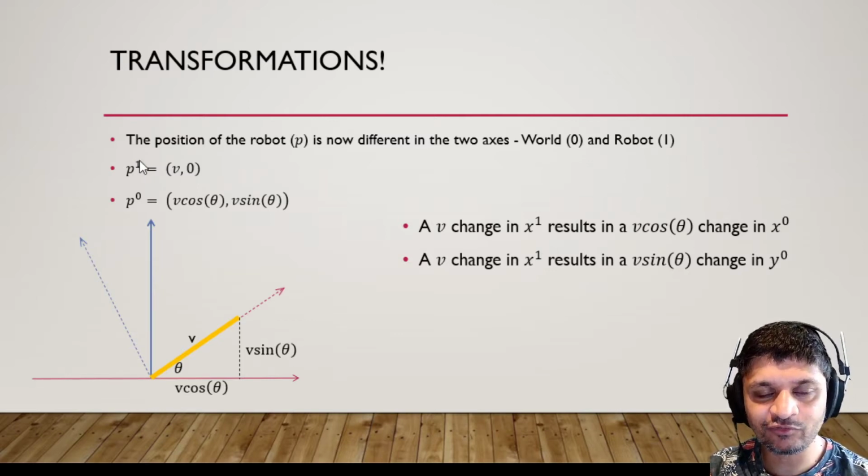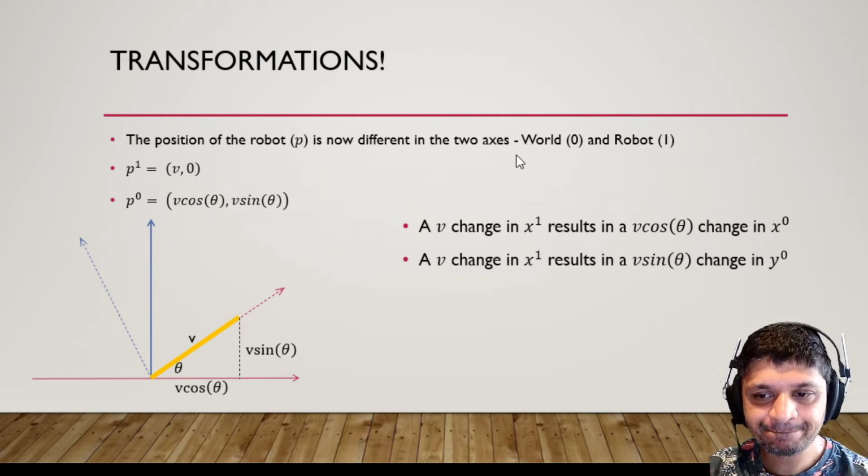So p in reference frame 1 is equal to v, 0. We've moved v along the x-axis, so it's just v along. But p in reference frame 0, which is the world's axis, is v cos theta, v sine theta. If we had to put a dot here and specify its position according to the world's axis, it would be at v cos theta, v sine theta. Does that make sense? Why am I even saying that? I'm so used to lecturing live that I'm asking questions that only work live.